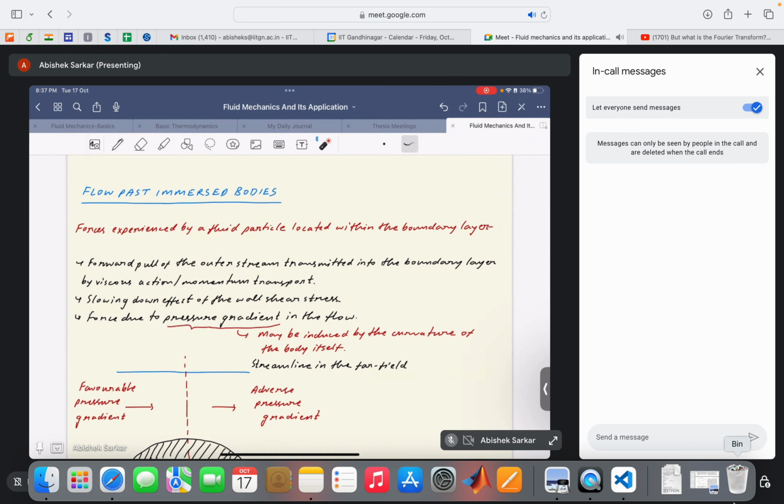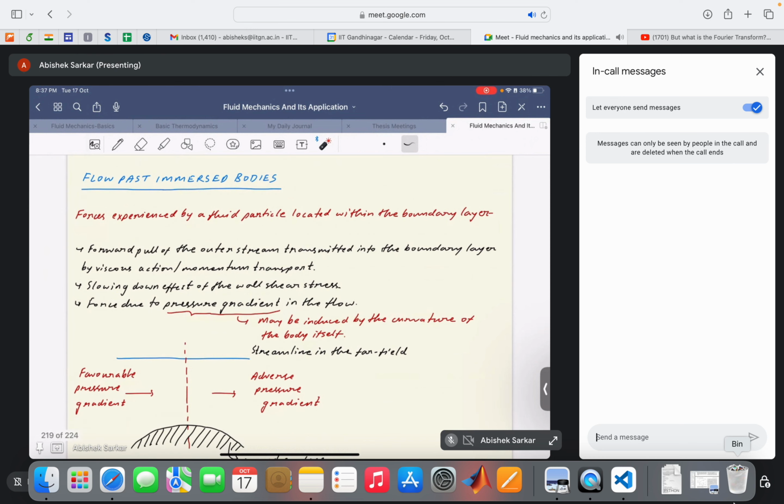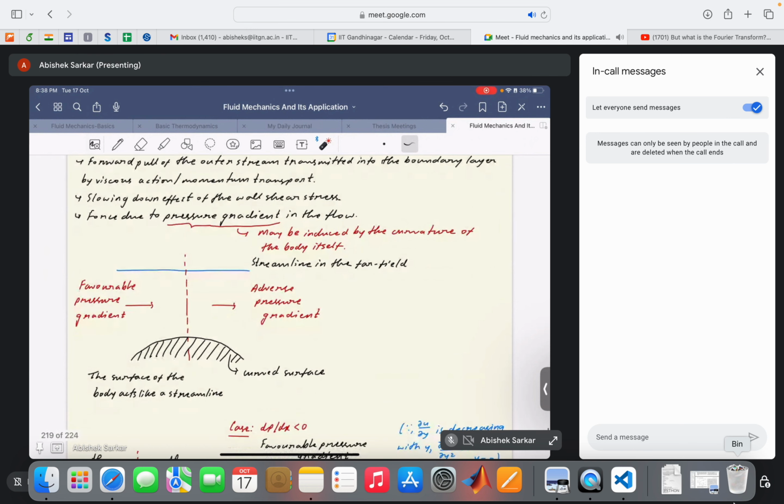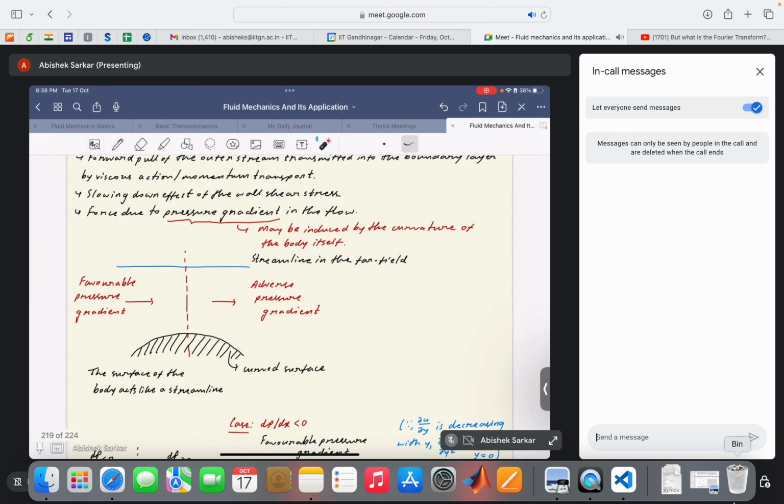And the third type of force is the force due to pressure gradient. There might exist some pressure gradient in the case of flow over some submerged bodies, which we didn't discuss in the case of flow over a flat plate, but it may also exist. So the pressure gradient will also incur some force difference that would result in some resultant force over the flat plate or the body that is being submerged in the fluid.